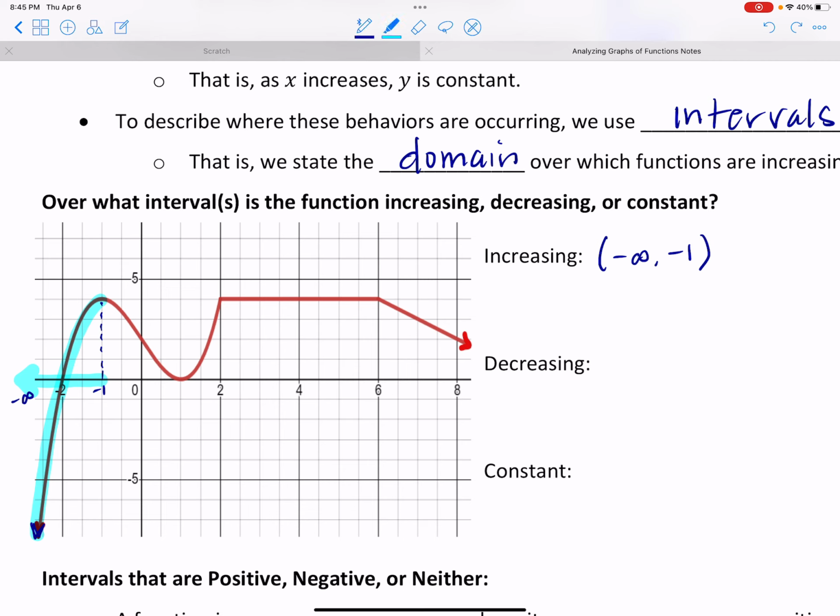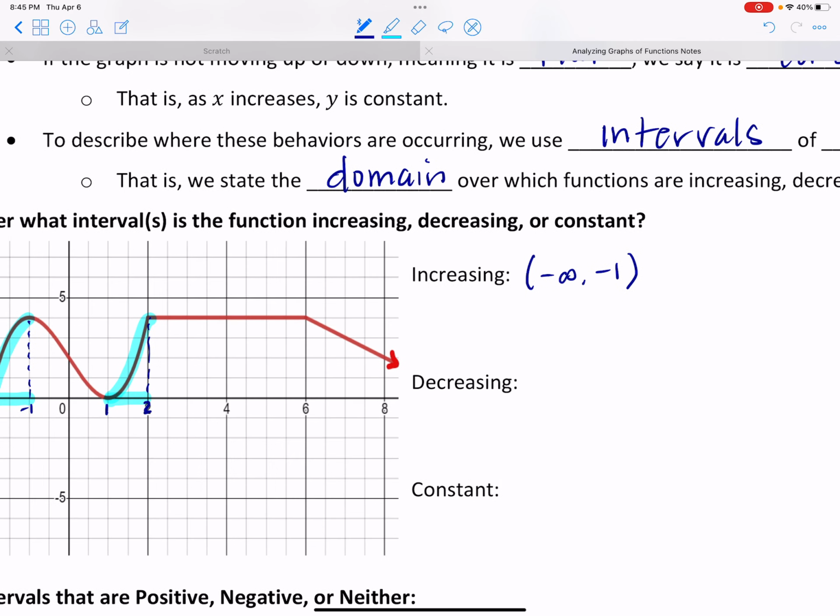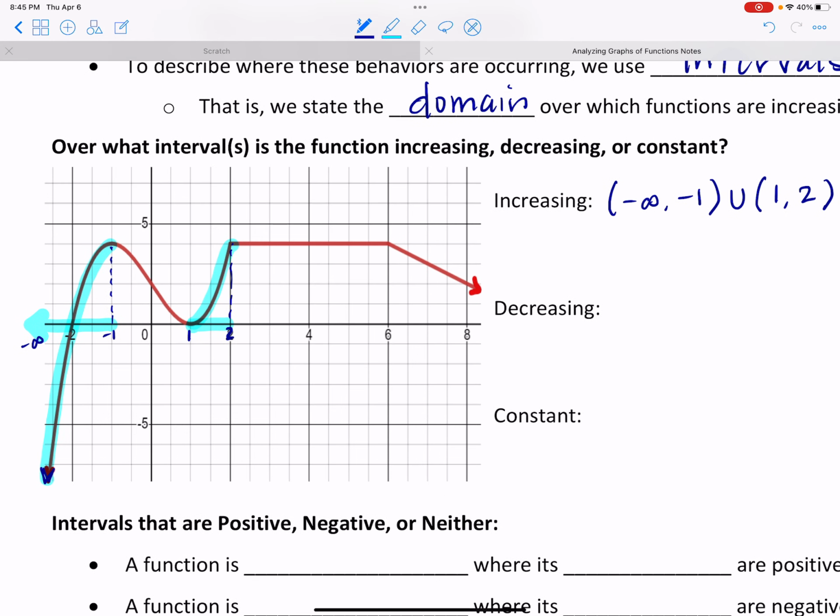We also said this section here was increasing. So that section again corresponds with what domain, from what x value to what x value is that behavior occurring. So this is an x value of 1, and I can see here this x value of 2 corresponds. That is the domain over which that graph is increasing. So we're going to say not only is it increasing from -infinity to -1, it is also increasing over the interval from 1 to 2. Alright, so again, those are domains. Those are intervals of x values where those behaviors are occurring.